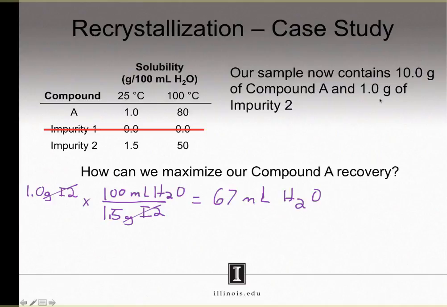To say this again, we know that we have 1 gram of impurity 2. I want to use just enough solvent to keep impurity 2 dissolved at the cold temperature. By minimizing the amount of solvent used, we lower the amount of compound A we leave behind. We know the amount of impurity 2 in our sample and the solubility of impurity 2 in water, our solvent. We calculated the volume of water needed to dissolve all of our impurity at the cold temperature. How much of compound A is left behind using this volume of water?